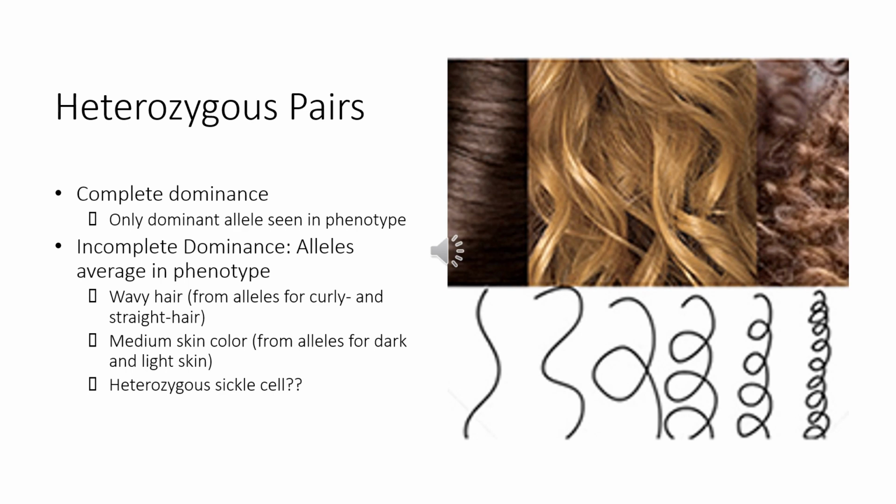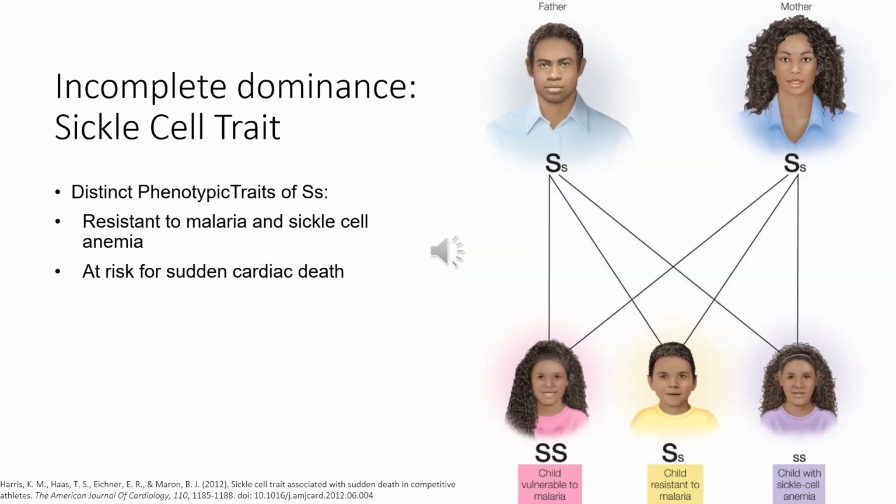Let's talk a little bit more about the sickle cell trait, which is interesting for a few different reasons. This often occurs in people of African descent. You can be homozygous dominant for the sickle cell trait, the two big S's there, and that means that you're not going to get sickle cell anemia, but interestingly, it makes you more vulnerable to malaria, and I'll say more about that.